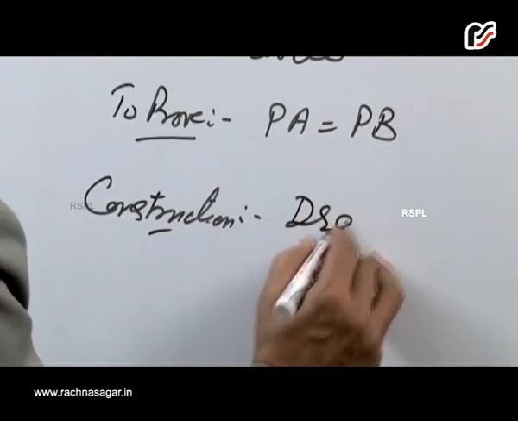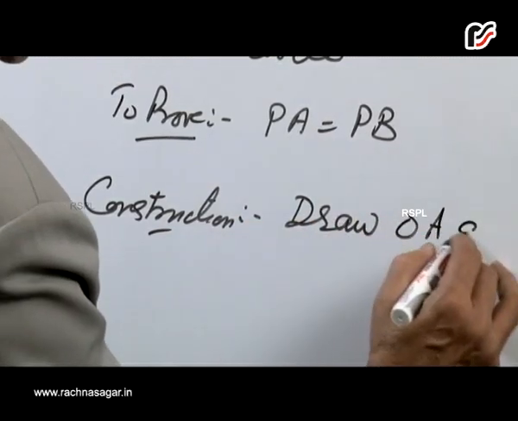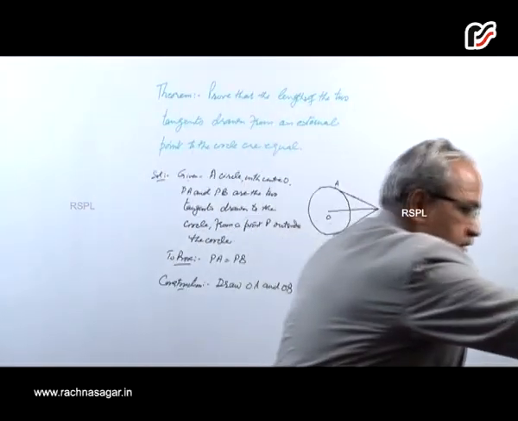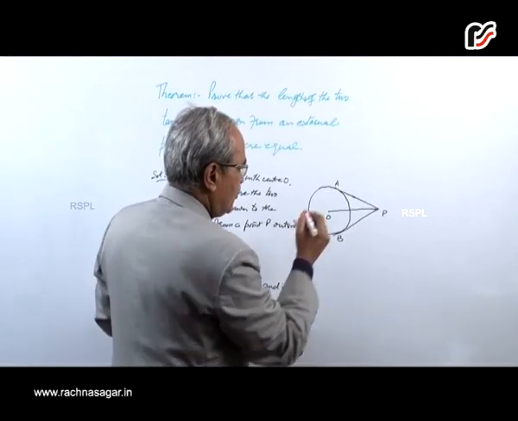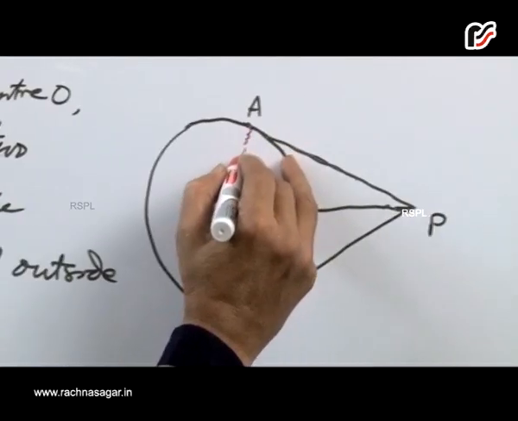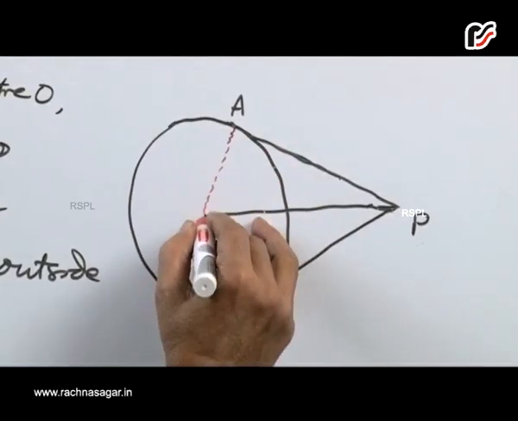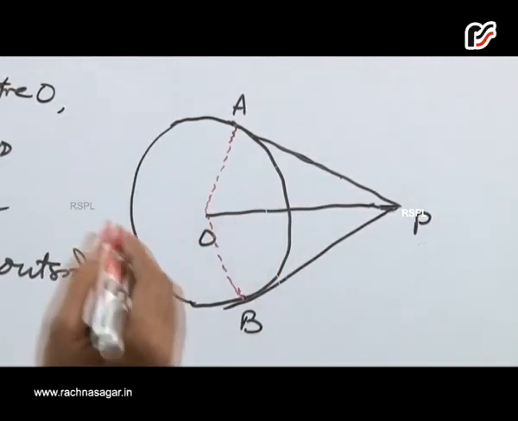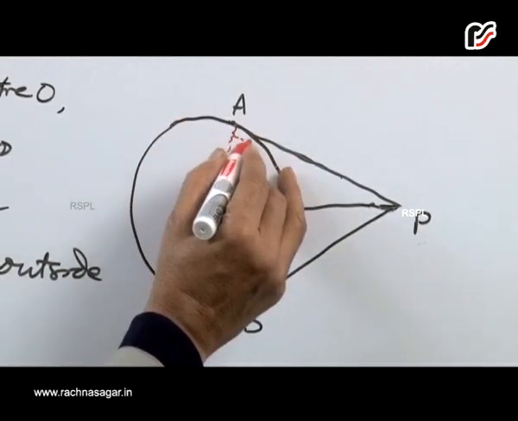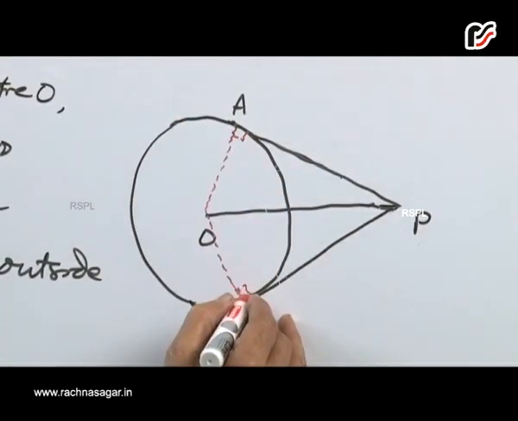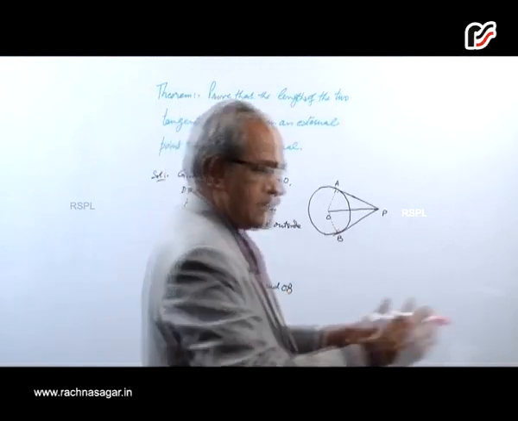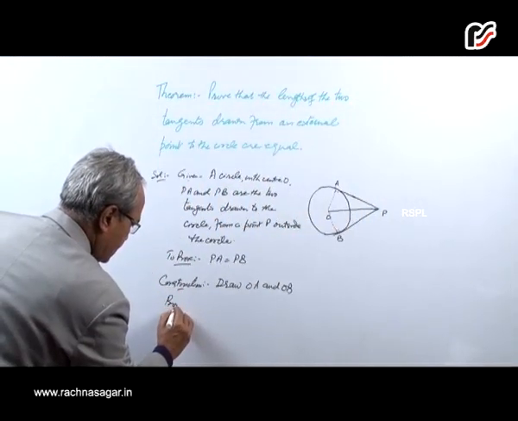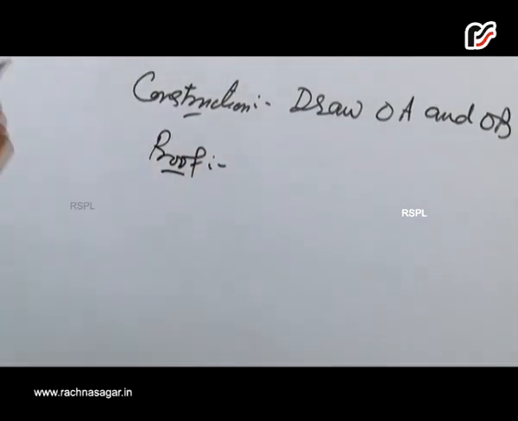Draw OA and OB. So we will draw OA and OB. We draw these two. Now we take the proof.